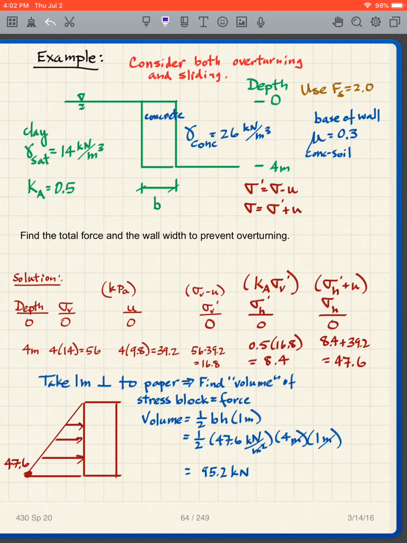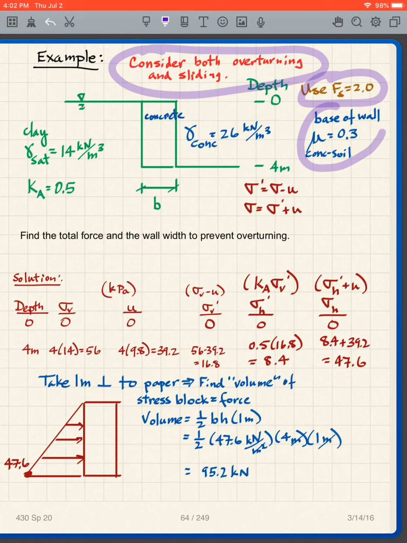I'm going to consider both sliding and overturning. I'm going to use a factor of safety of 2.0. At the base of the wall, the coefficient of friction is 0.3. That is between the concrete and the soil. And the concrete unit weight is 26 kilonewtons per cubic meter. We're going to use our expressions that sigma prime is equal to sigma minus u, which means that sigma is equal to sigma prime plus u. So just rearranging that equation.